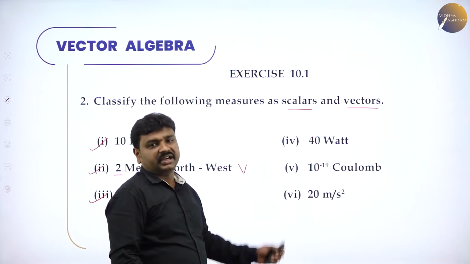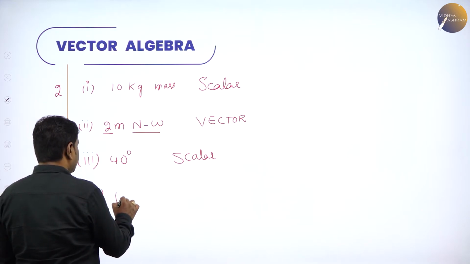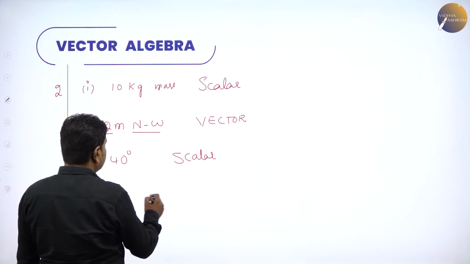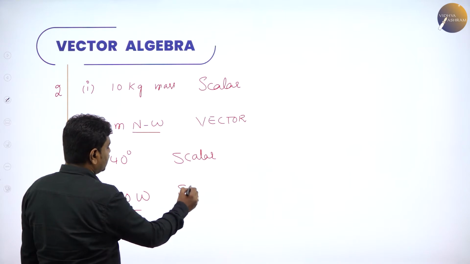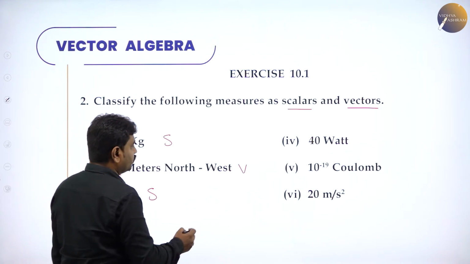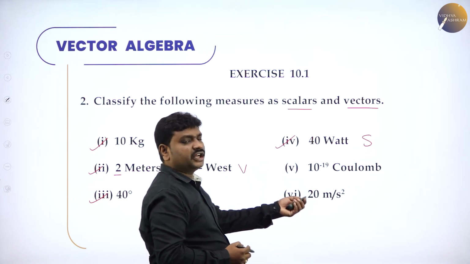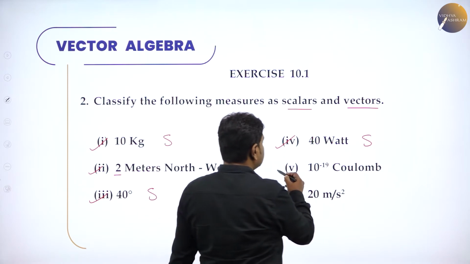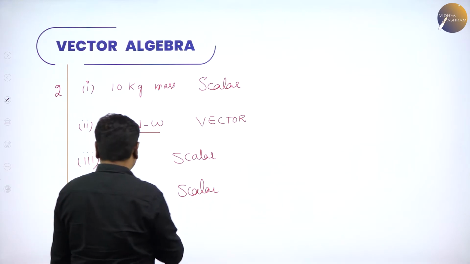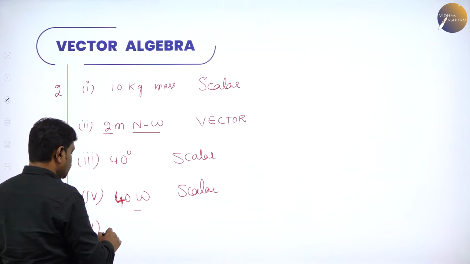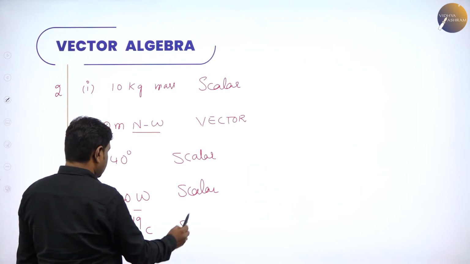And the fourth one, 40 watt. All of you know watt is the SI unit of power. We are not bothered about direction. It has only magnitude, therefore it is scalar. The fifth one, 10 power minus 19 coulomb. The SI unit of charge is coulomb. Coulomb is the unit, it does not give direction. So it is also a scalar.